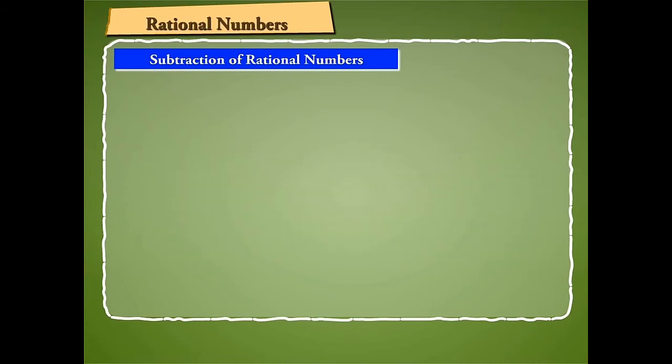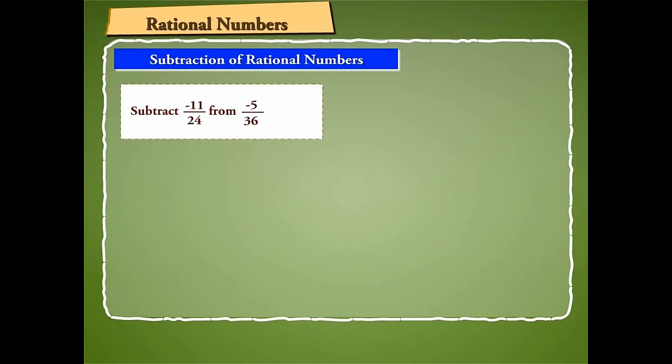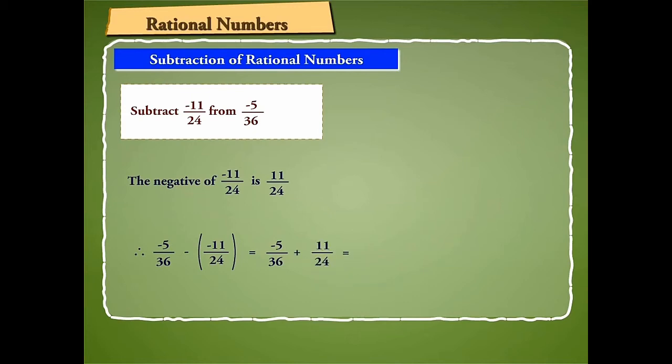Subtract minus 11 by 24 from minus 5 by 36. The negative of minus 11 by 24 is 11 by 24. Therefore, minus 5 by 36 minus minus 11 by 24 is equal to minus 5 by 36 plus 11 by 24. That is equal to minus 10 plus 33 by 72, since the LCM of 36 and 24 is equal to 72. Therefore, the answer is 23 by 72.